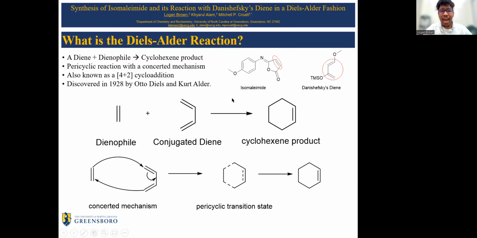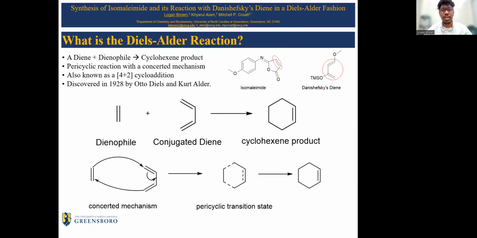And so the Diels-Alder reaction is a diene plus a dienophile to create a cyclohexene product, or this hexagonal ring. And it's a pericyclic reaction with a concerted mechanism. That basically means that the bonds between these carbon atoms are simultaneously broken and reformed in a pericyclic transition state. That just means that the transition state resembles the ring, and then the ring is formed.